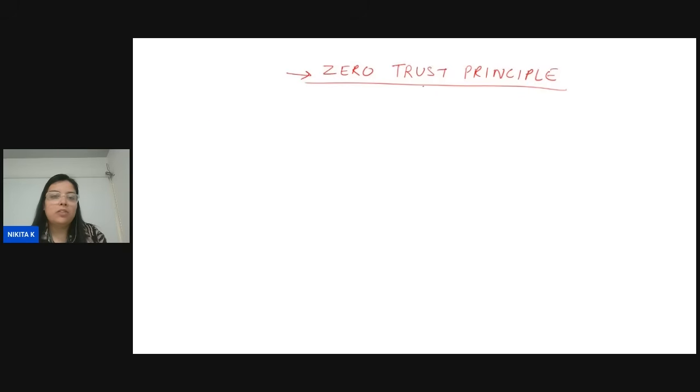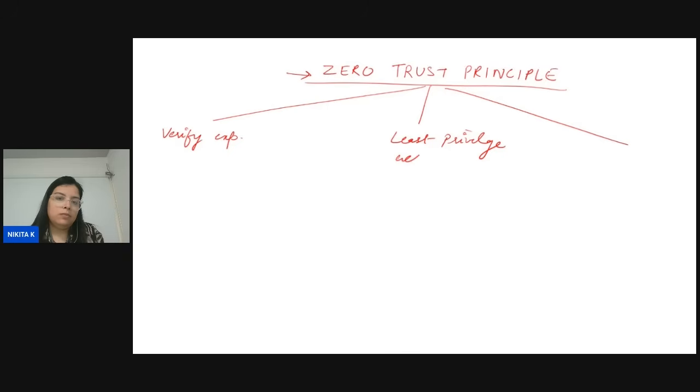Now it has three rules. Your first rule is verify explicitly. Your second rule is least privilege access. And your third rule is assume breach.